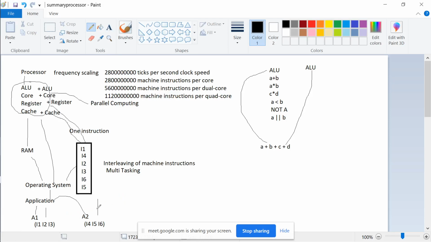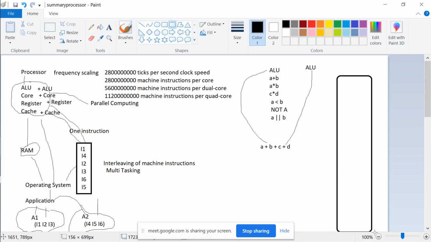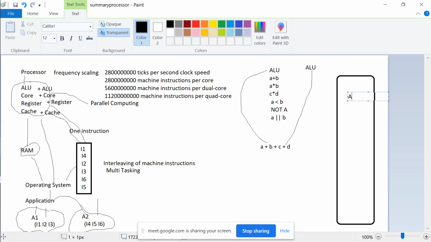Now before all these instructions go into the queue, all the application code, all this A1 and A2, we said it is stored in the memory. Memory is what? Your RAM. So let's draw the RAM over here.